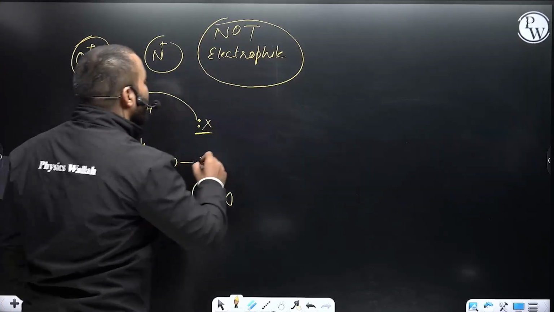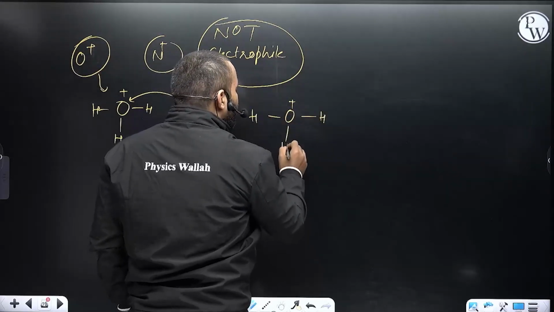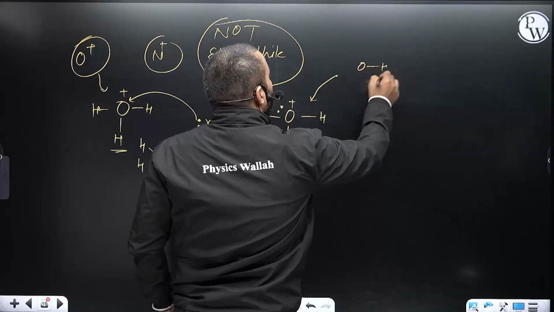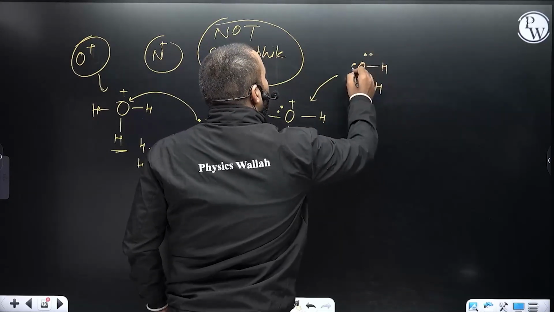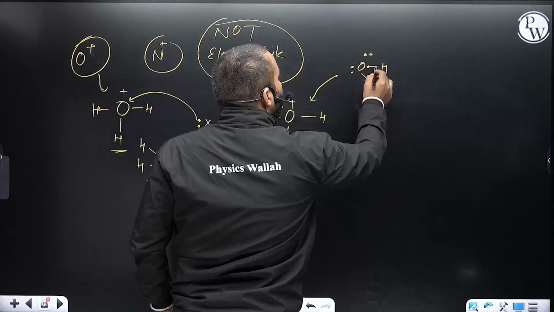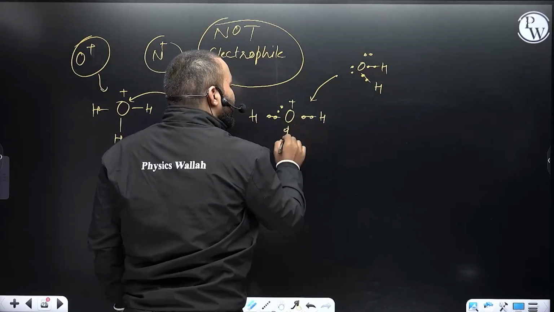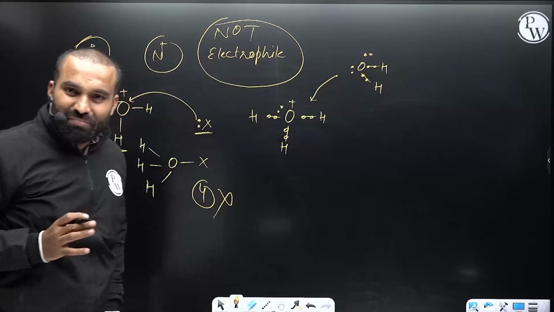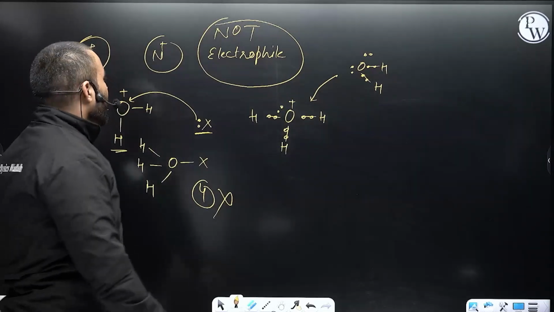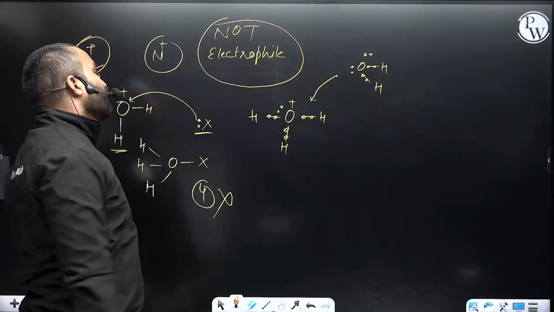So then why is it not an electrophile? Oxygen plus has 3 bonds made with hydrogen, and 1 pair of electrons also present, because this is actually made from water. Water had 2 pairs of electrons. How many electrons does oxygen have? 1, 2, 3, 4, 5, 6, 7, 8. Here also 1, 2, 3, 4, 5, 6, 7, 8. Its octet is complete. It does not need any pair of electrons anymore. Also, oxygen plus is not an electrophile, not a nucleophile.